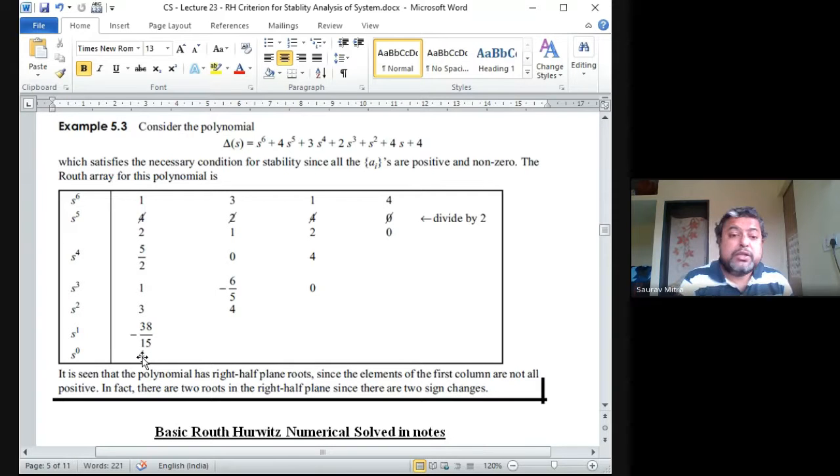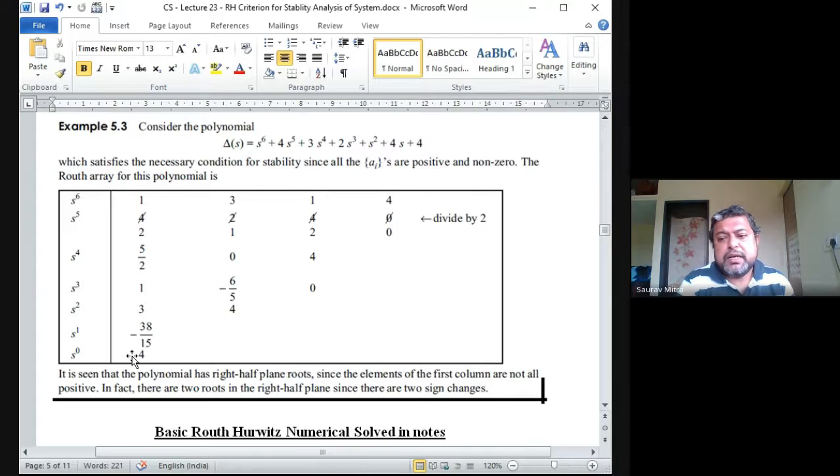What is the conclusion? The conclusion is we have to check the whole first column, only the first column elements, nothing else. Okay, so if in the first column elements there are sign changes, and there are two sign changes. So sign changes means 1, 2, 5 by 2, 1, 3. Up till this all were positive, no problem. After that it is suddenly coming to minus 38 by 15, and there's the first sign change, and the second sign change is minus 38 by 15 to 4. So whenever we are finding this kind of thing, there are two sign changes.